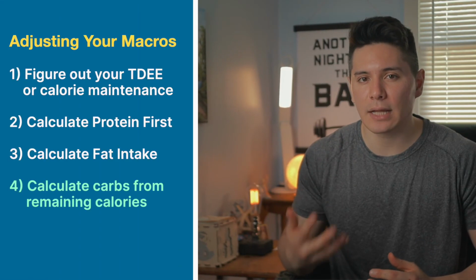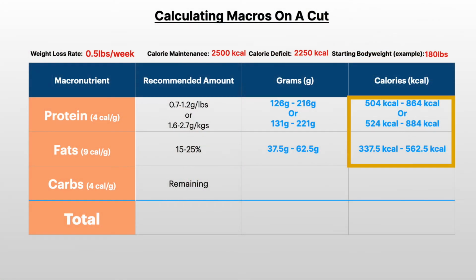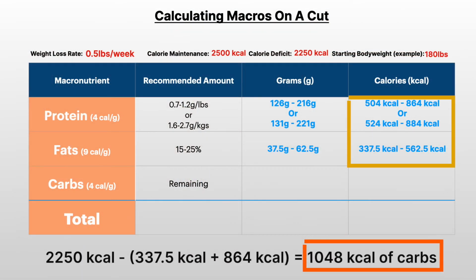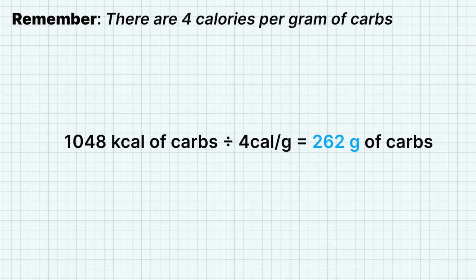Now, since the rest of your calories will go into your carbs, we just need to find out how many calories are left over. To do that, you're going to add the calories that you calculated from protein and fats, and then subtract it from your calculated caloric deficit. This value will be the calories that you get for carbs. Now, for this example, let's just say we went with the highest amount of protein and the lowest amount of fat. Now, to find out the gram amount, all you need to do is divide these calories by 4, since, like with protein, there are 4 calories per gram of carbs. And that's pretty much it.